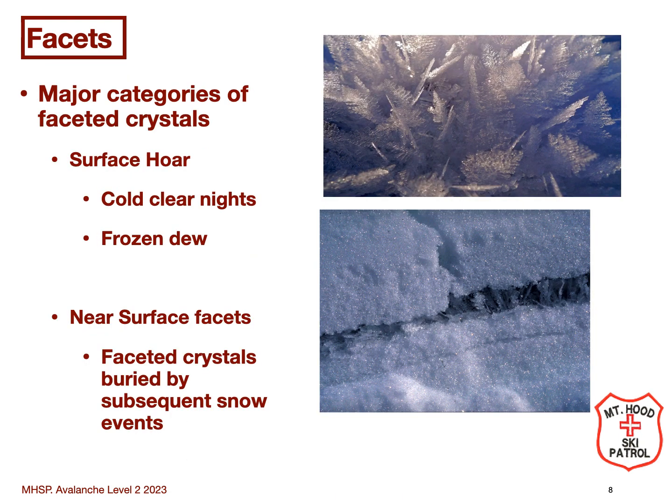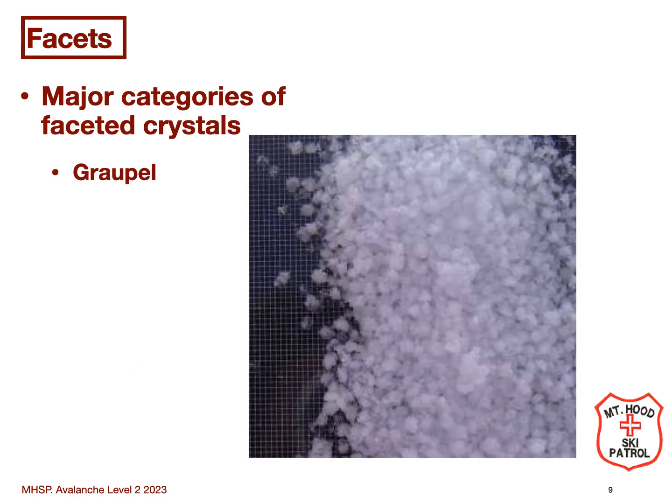Surface hoar is frozen dew, characterized by large crystals on the snow surface. It can be found on Mount Hood on cold, clear, calm nights. When surface hoar gets buried, it will form a buried weak layer. Near-surface facets occur due to radiative effects in the top 10 centimeters or so of the snowpack. As with surface hoar, these faceted crystals can get buried under subsequent snowfall and form a buried weak layer. More on these radiative effects later. Graupel, shown in the picture, are balls of ice that act as small ball bearings. Graupel, when buried, forms a weak layer with poor adhesion to subsequent layers.